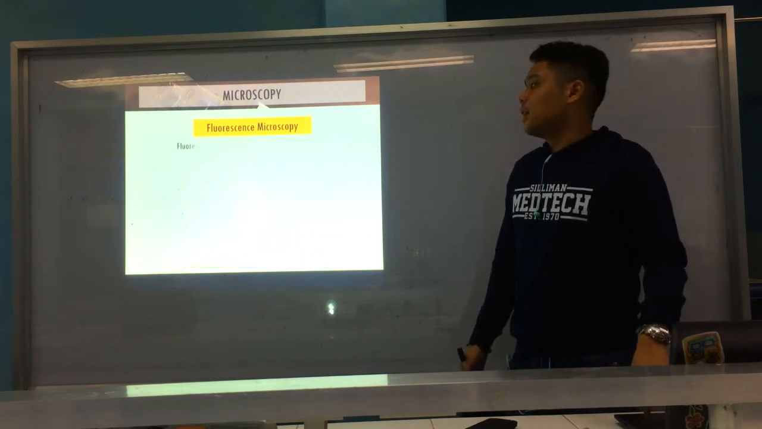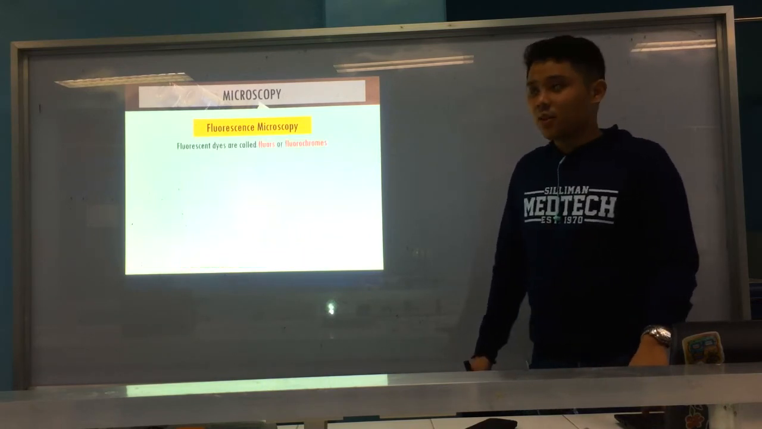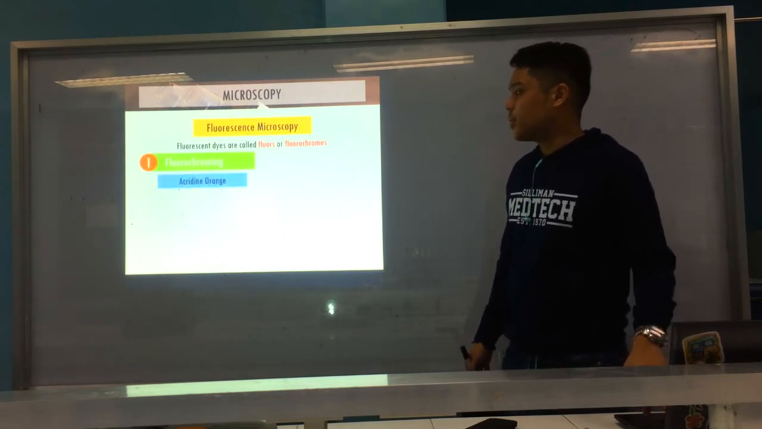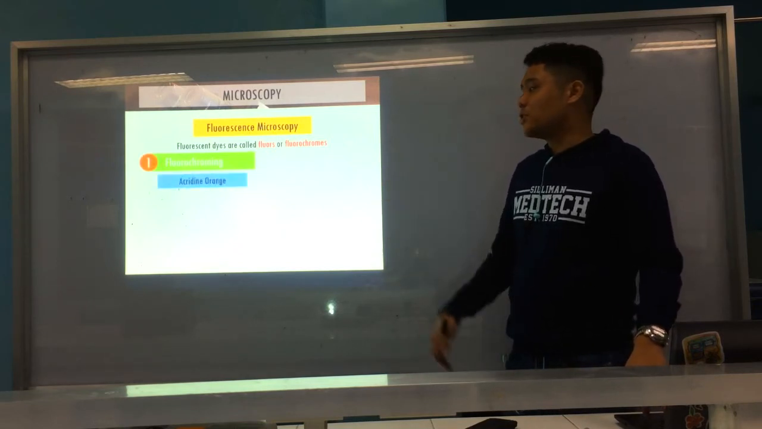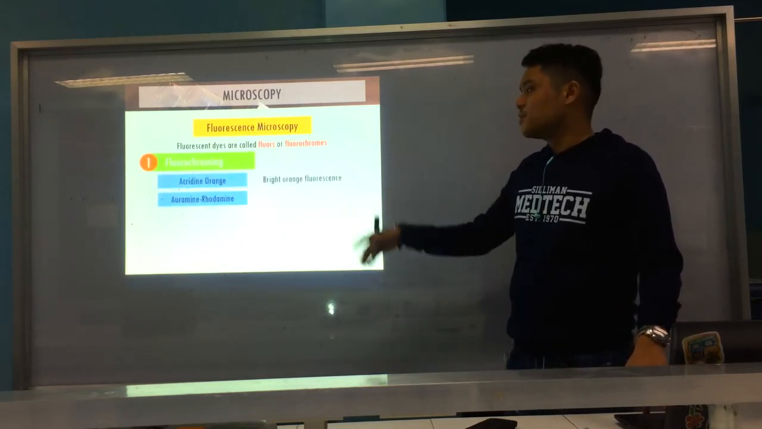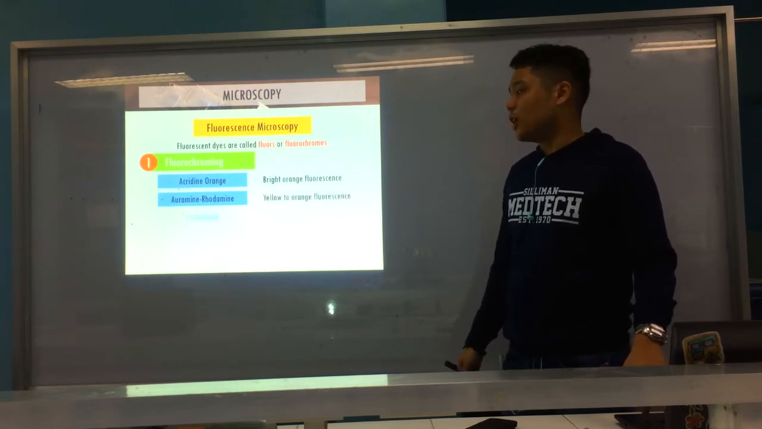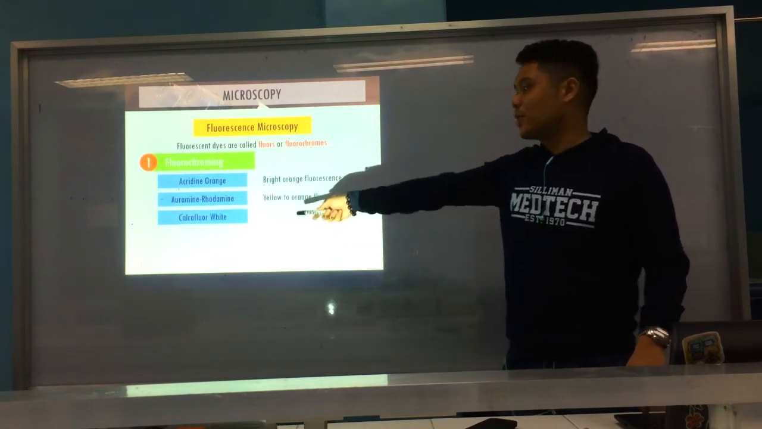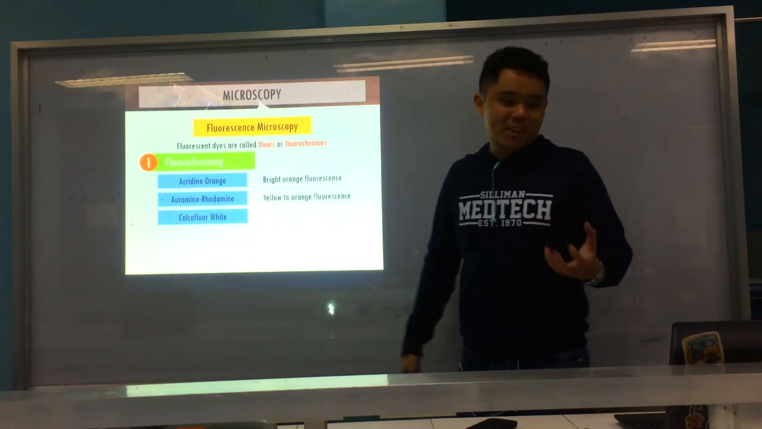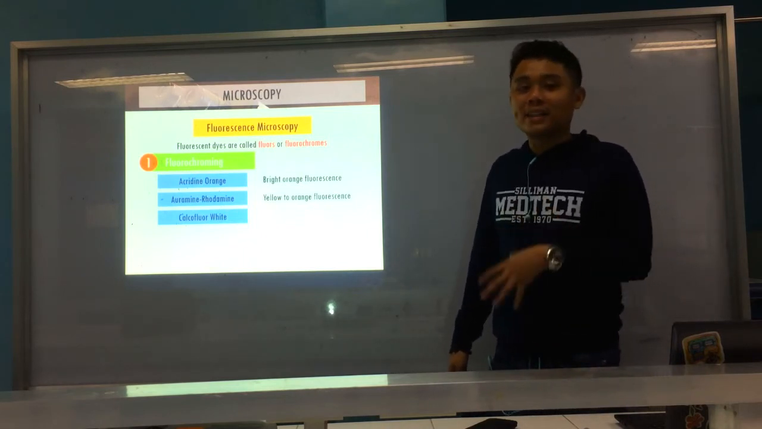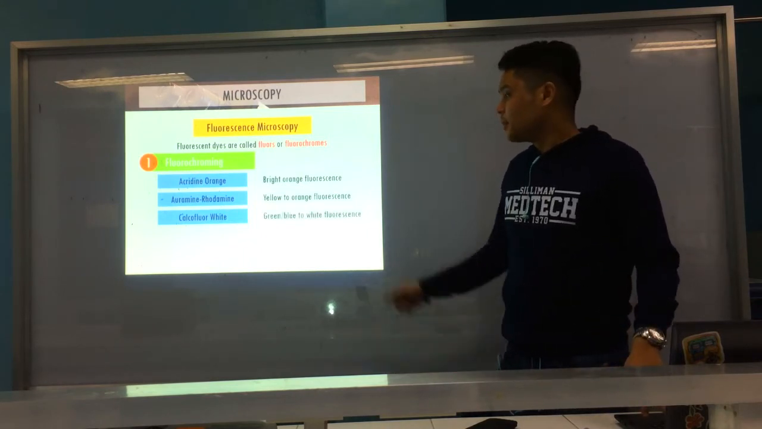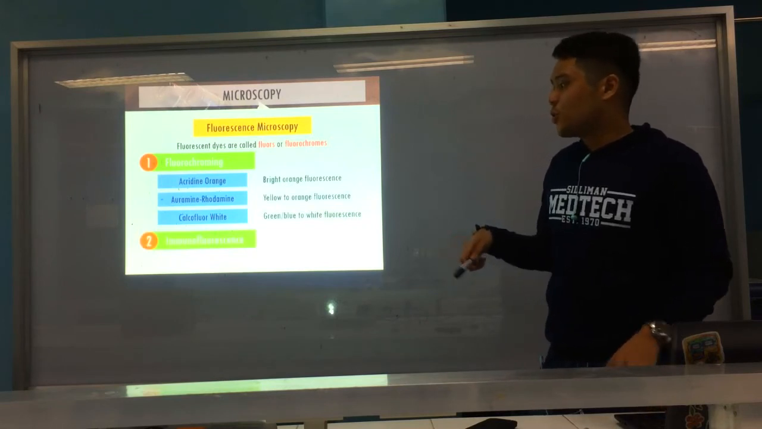Alright. So again, we use dyes known as fluorochromes, and that's fluorochroming. Some of the dyes that we use are acridine orange, bright orange; auramine rhodamine, yellow to orange; and calcofluor white. Do not be confused: just because it's called calcofluor white, its fluorescence is actually green, blue to white. Or you also have immunofluorescence.